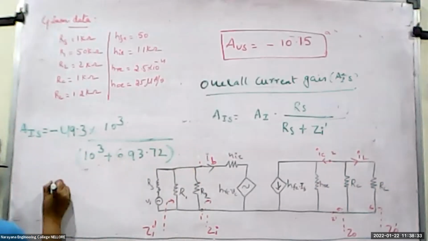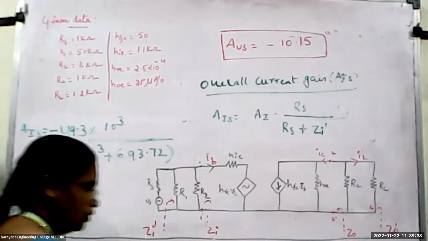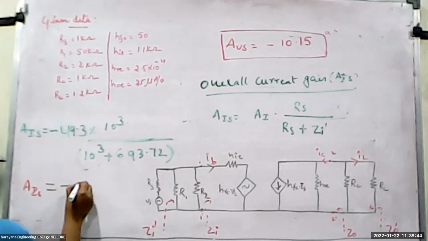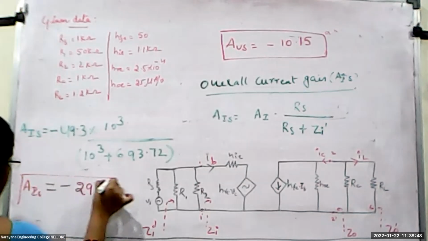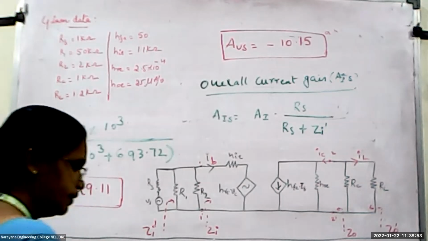Minus 29.11. You can get the AI value as minus 29.11. Yes. This is the overall current gain.